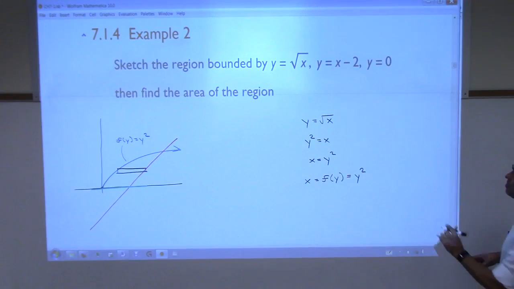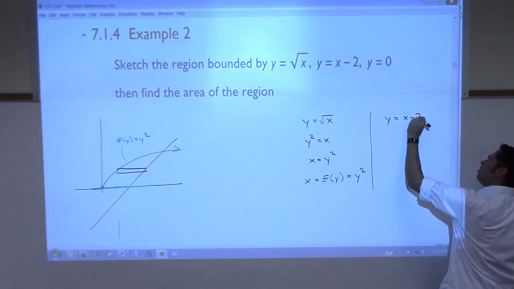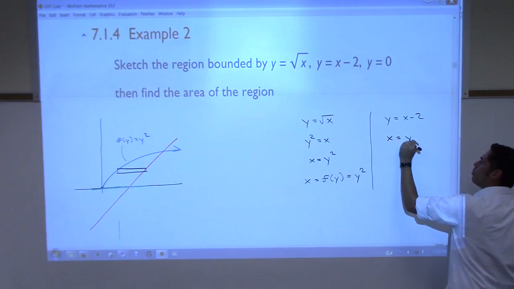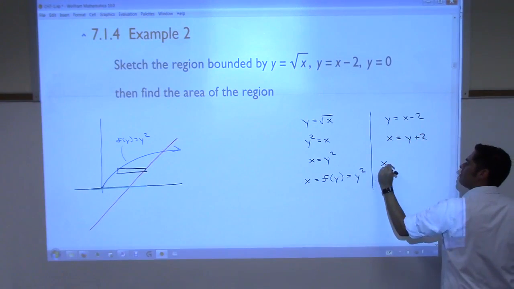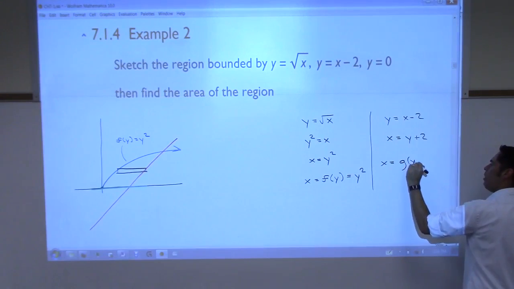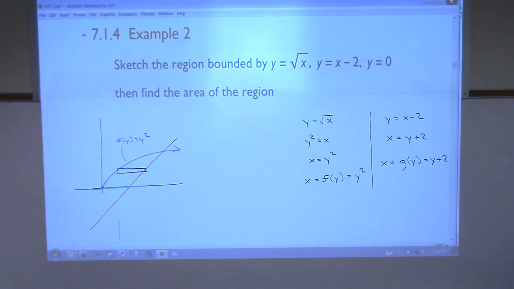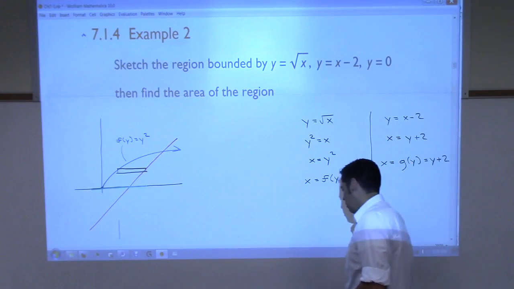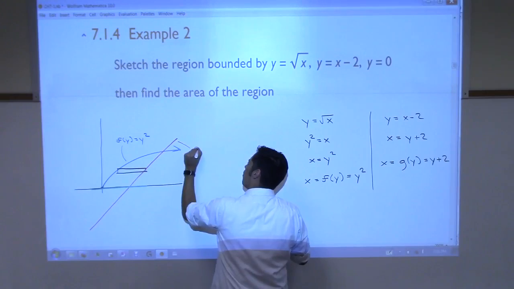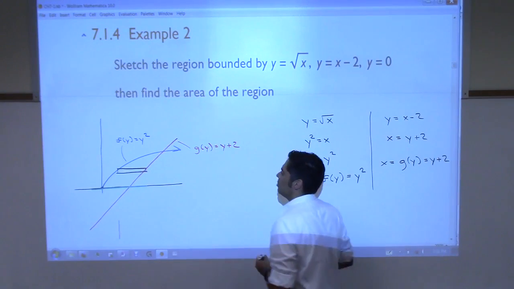Yeah, and the other one's a little easier. If I'm going to take y equals x minus 2 and solve it for x, I just add 2 to both sides. I get x is equal to y plus 2. And now this x is some function, I'm not going to use f again, g of y, which is y plus 2. So I could label this red one as g of y equals y plus 2. Y'all understand that?